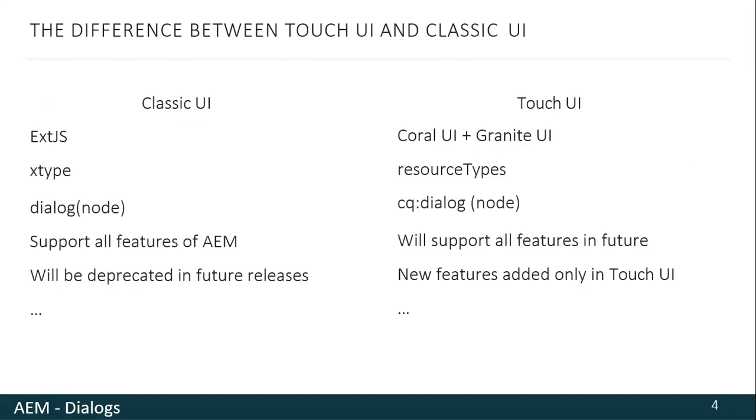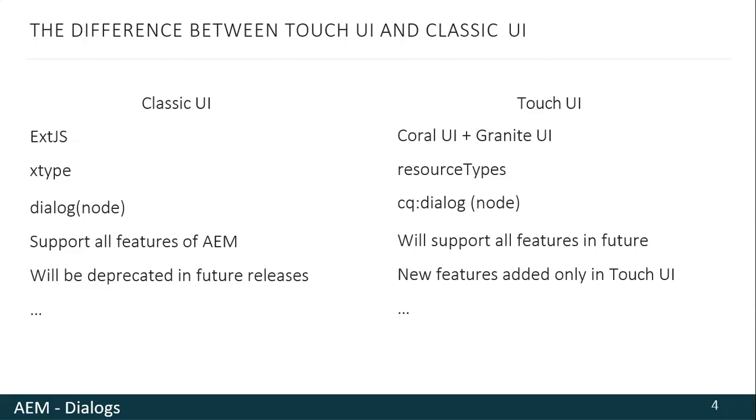As you already know, the latest versions of AEM have two different interfaces: the classic UI and the touch UI. So, what is the difference between them from a technical point of view? When you implement a dialog in classic UI, you work with Ext JS, an object-oriented JavaScript framework, which provides the functionality of so-called xtype. It's the part of the Ext JS framework for making custom views and logic in classic UI dialogs.